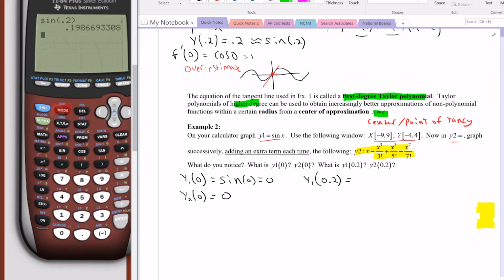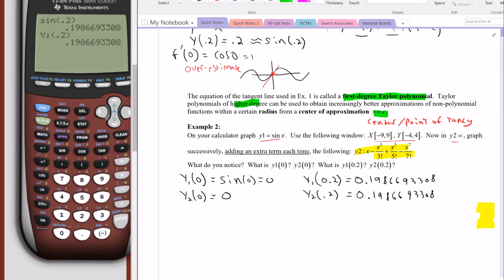That was our sine value. Let's go down here and just do that. We're going to do a lot of decimals on this one today, so don't just round to 3 decimals, because we're going to try to compare exactly how it is. And then y2 of 0.2, let's go alpha trace, y2 of 0.2 is going to give us 0.198669338. And so you can see, as far as the accuracy of the calculator goes, they're identical, right?